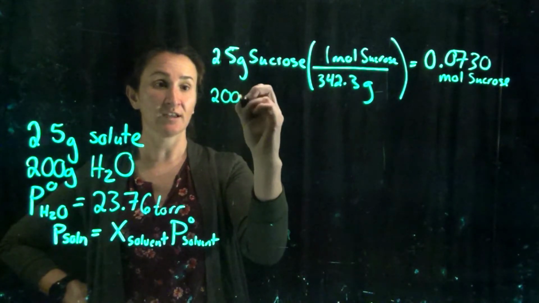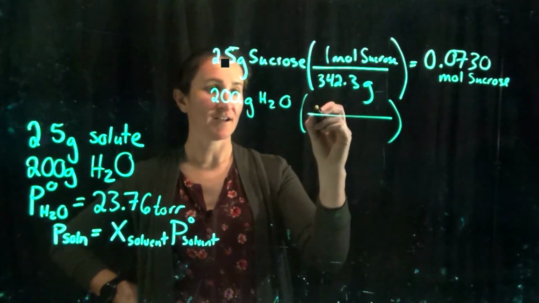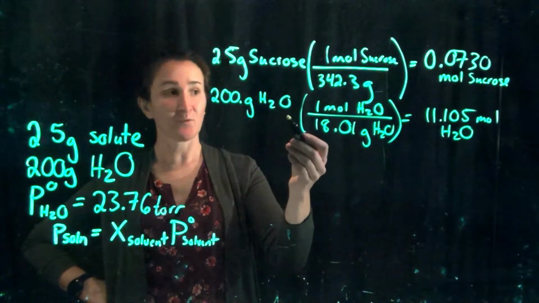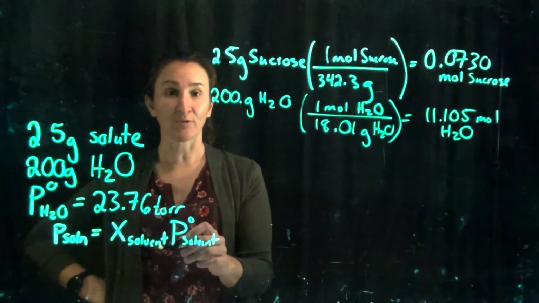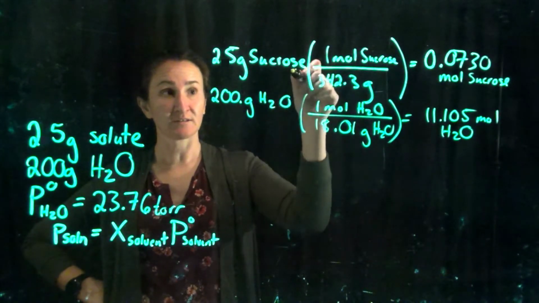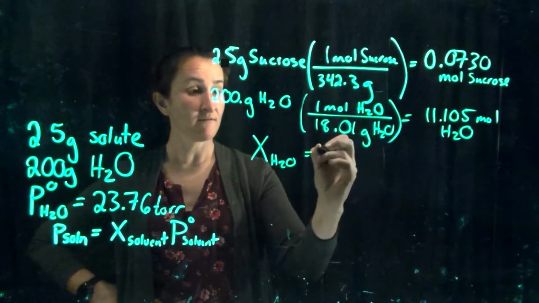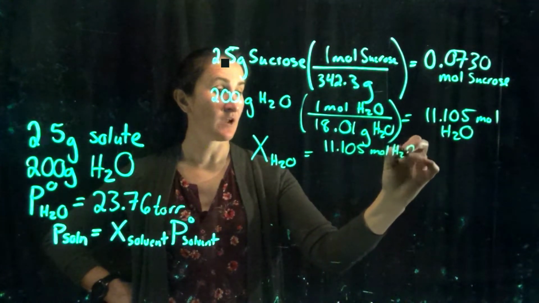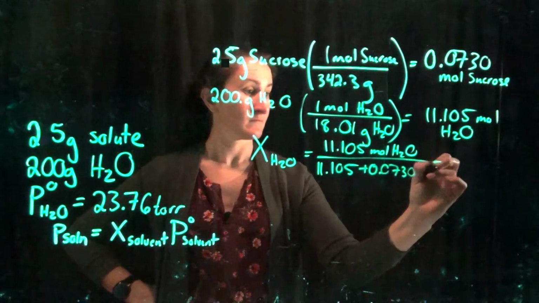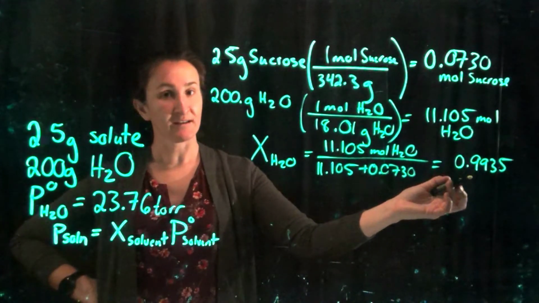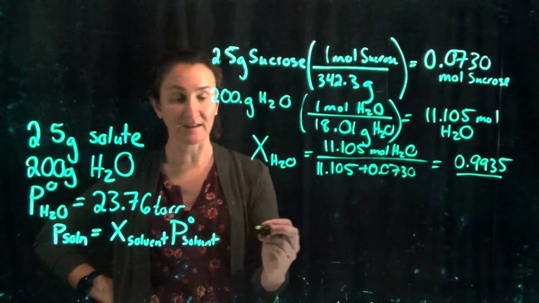So you had 200 grams of water. Multiply that by the molecular weight of water. Now we've figured out that 200 grams of water is 11.105 moles of water. And so now we can solve for the mole fraction of our solvent. Which one's our solvent? Solute, solvent. So my mole fraction of water is equal to my moles of water over my moles total, which is the sum of my moles of sucrose and my moles of water. And that equals 0.9935.